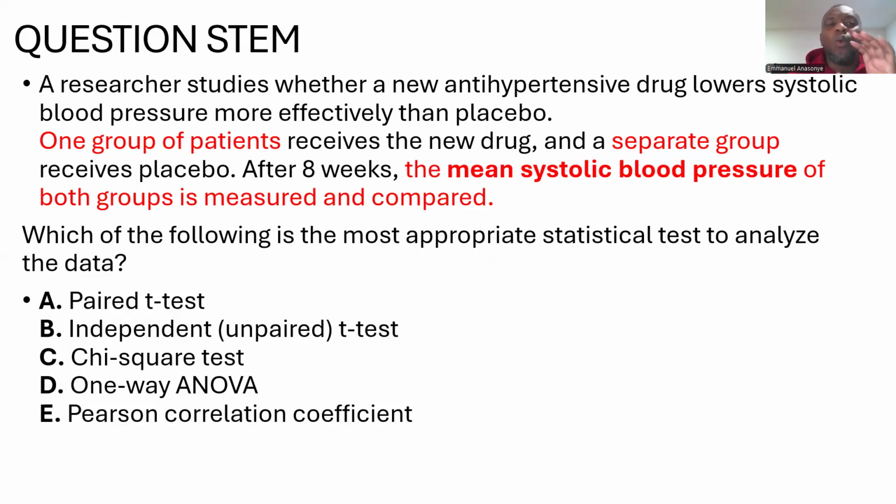So if you look at this, it is a study of a drug that lowers systolic blood pressure. One group is people that receive the new drug. The other group is people that receive the placebo. So they're compared between two groups. The mean systolic blood pressure of both groups is measured and compared. So which of the following do you think fits best? Let's go to the explanation for this.